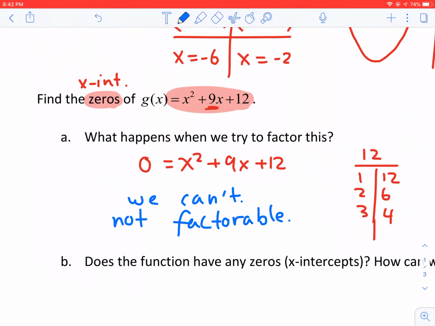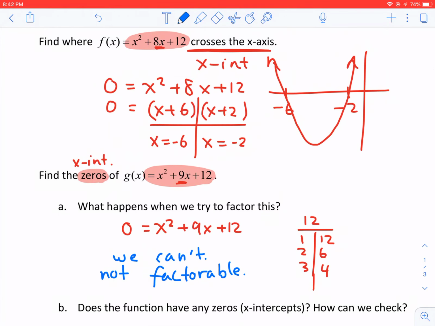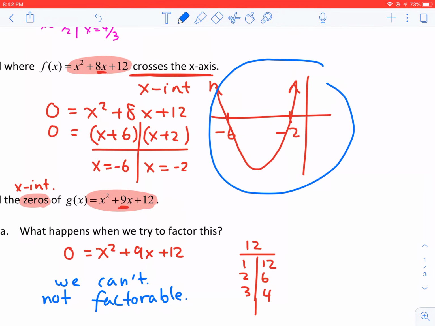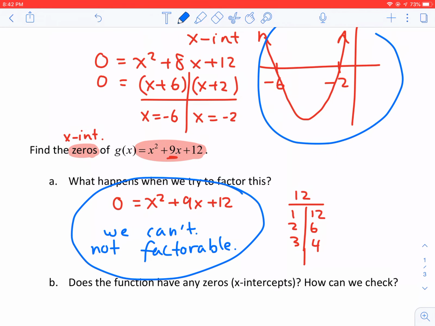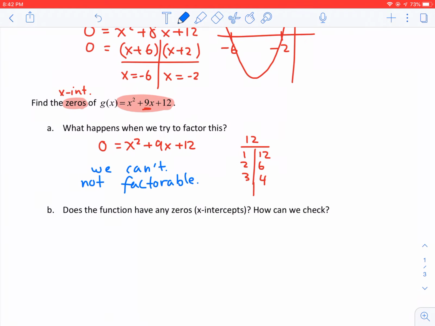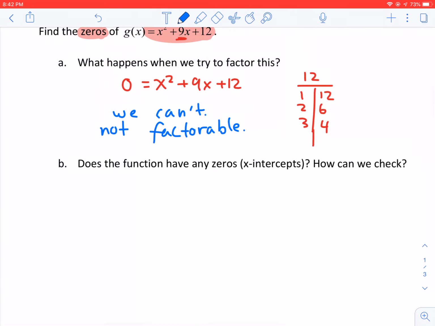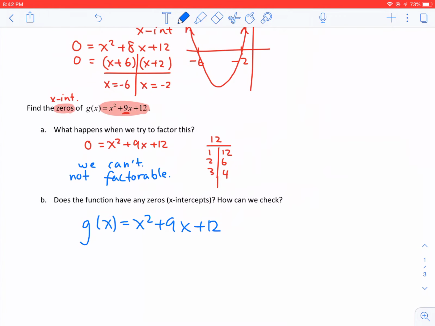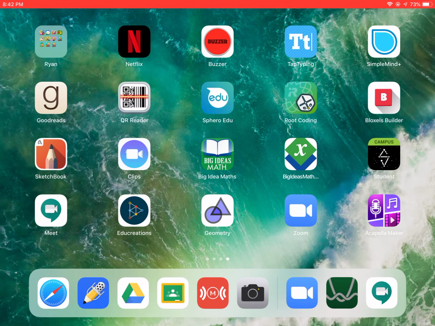So what the heck does this mean? All we did is change an 8 into a 9, and then, well, this was a nice graph. What the heck does this mean? So does this function have any x-intercepts? How can we check? Does this function, g of x equals x squared plus 9x plus 12, still have x-intercepts? All we did is change an 8 to a 9. So, I don't know. I'm going to check by graphing it.